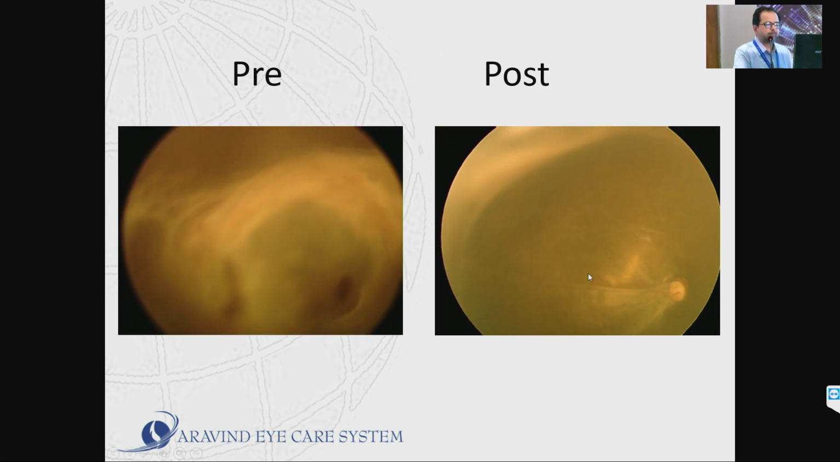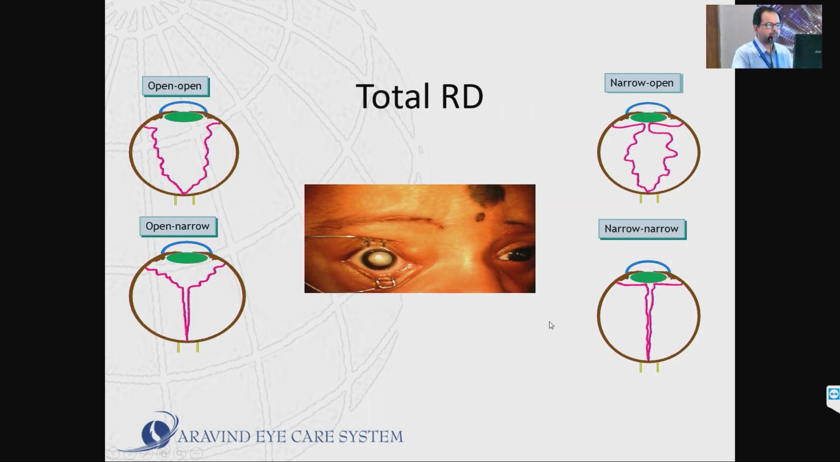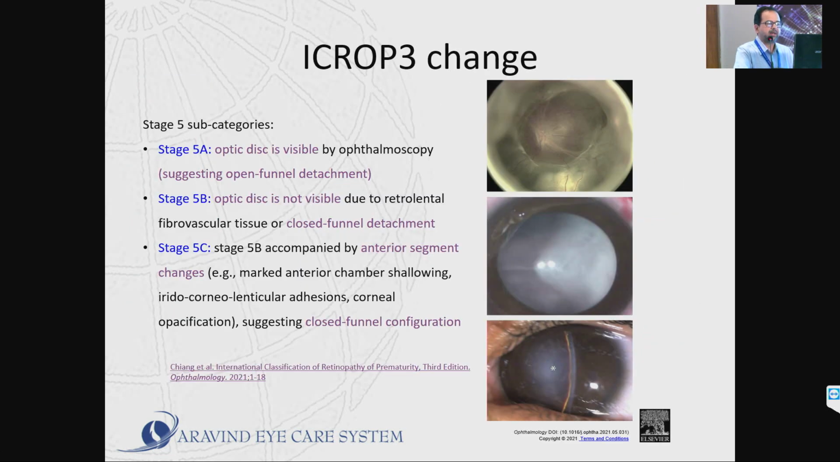Like I said, with the pre and post-op pale disc, the drag, RP degeneration, the long-term outcome is extremely poor. Like Dr. Manoj has said, the configuration of the total RD according to the ultrasound was open, open, open, narrow, narrow, open, narrow. So what do you do if you don't have an ultrasound? How do you know it's an open funnel? That is why ICROP3 came up with the classification of 5A, 5B, 5C, which just shows that if you see the optic disc, it means it's an open configuration. If you don't see an optic disc, it's a closed configuration. And C is with the anterior segment changes, which is an extremely poor prognosis. So you don't really require an ultrasound to see the configuration.